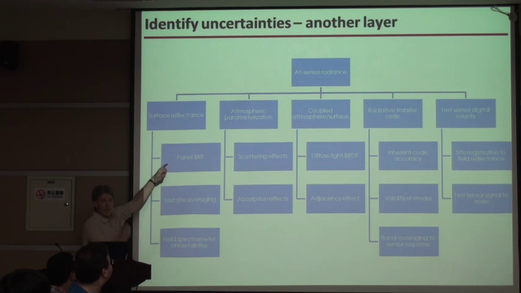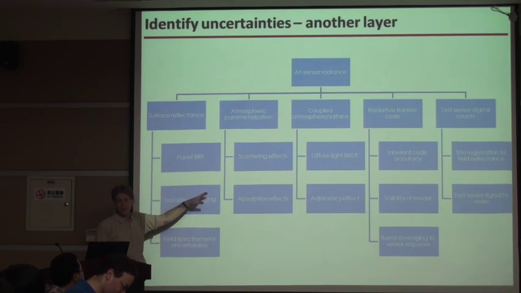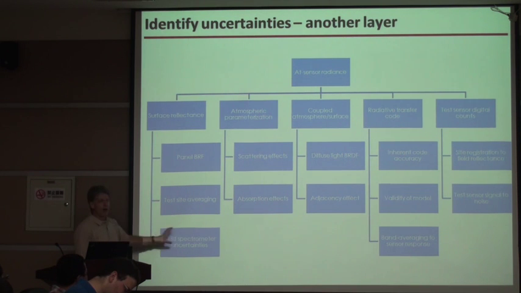reflectance up into, we know we have a panel measurement. So the bidirectional reflectance calibration of that panel. We're going to average a test set. That could be something that we have to worry about. The field spectrometer itself is causing uncertainties. And I can do that for all of these.